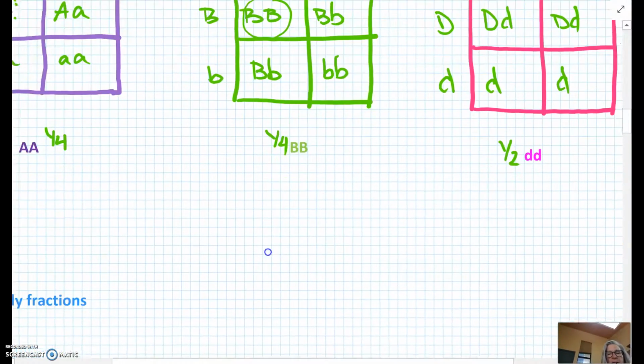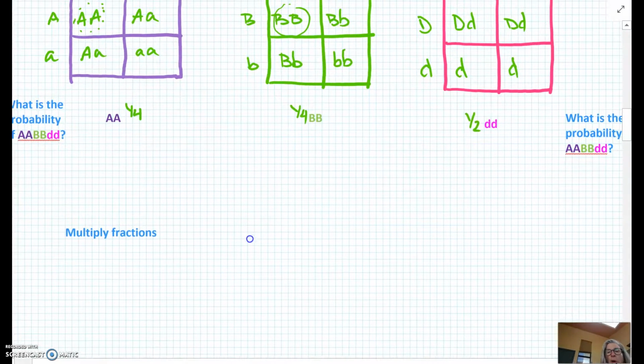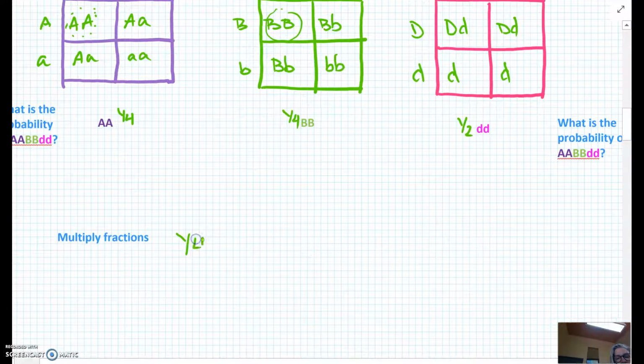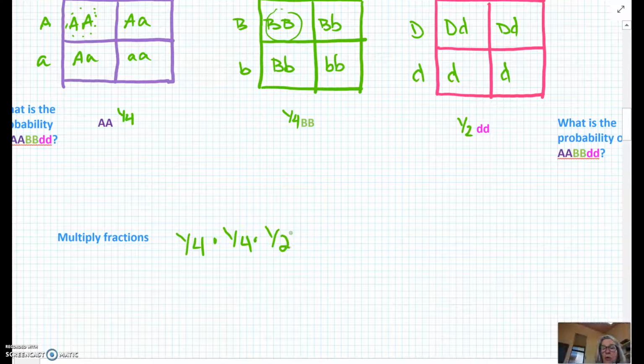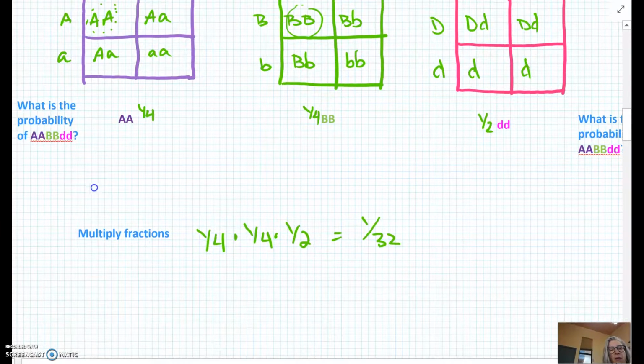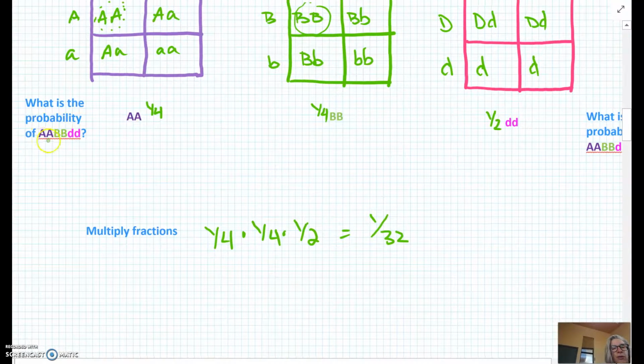Now, what do I do with these fractions? Well, I need to multiply each of these fractions together to get the overall probability. So 1/4 times 1/4 times 1/2. You probably haven't multiplied fractions since about 4th grade, so let's review that rule. When you're doing this, you multiply all the numerators, so 1 times 1 times 1 equals 1, and you multiply all the denominators. So 4 times 4 is 16, times 2 is 32. So the probability of that cross producing a homozygous dominant A, homozygous dominant B, and homozygous recessive D is 1 out of 32.